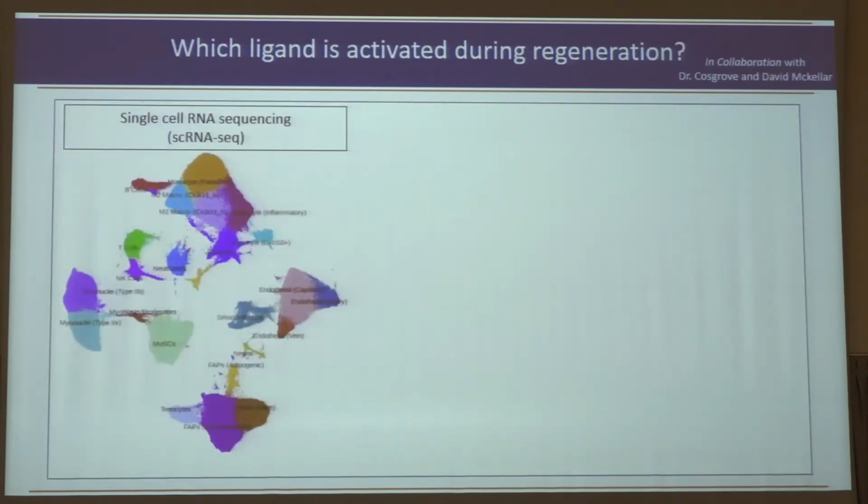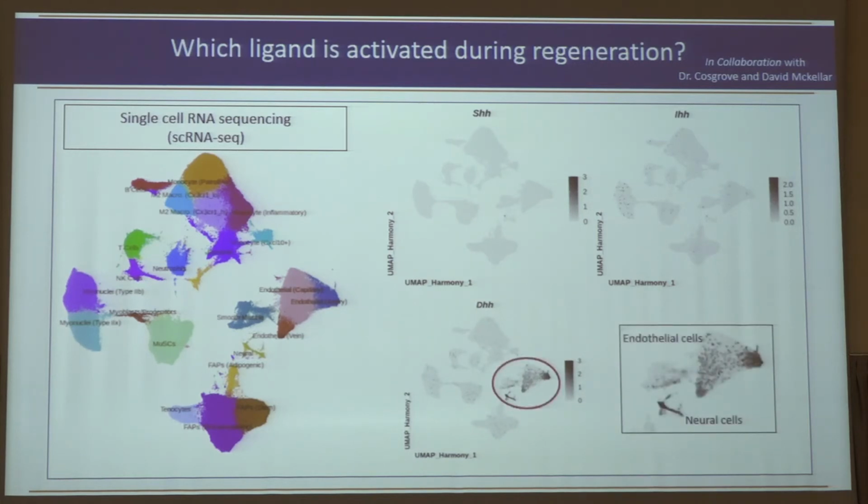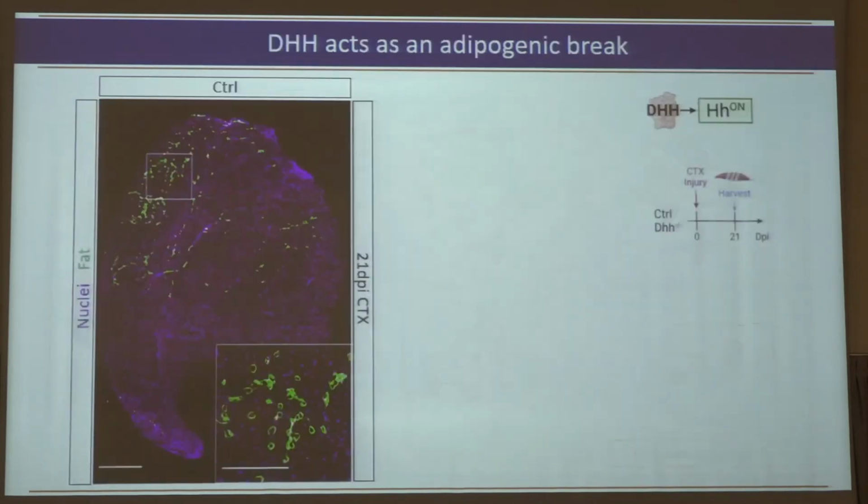So we turned to single-cell RNA-seq in collaboration with Dr. Cosgrove and his student David McKellar at Cornell University, and we queried hundreds of thousands of cells after a cardiotoxin or notexin injury at different time points. And we looked at the different expressions of the ligands. And while we saw that Sonic and Indian barely had expression, we saw a robust expression of Desert Hedgehog, particularly in the endothelial and the neural cells.